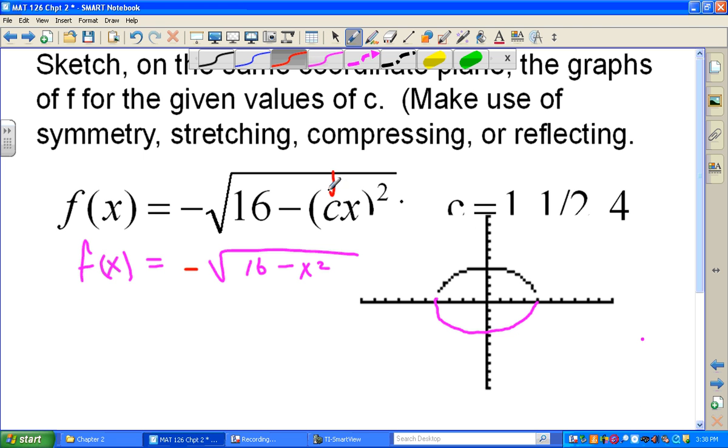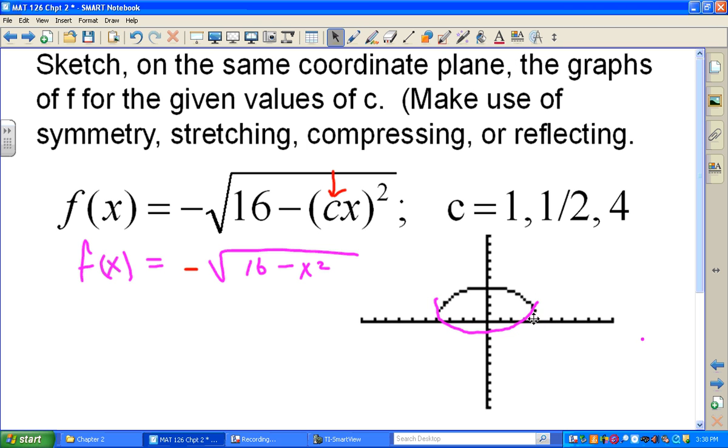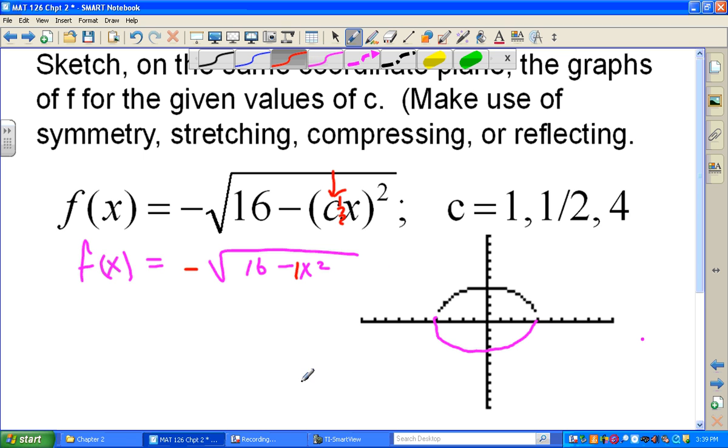What about the number in front of c? Well, I'd say that would be a scale factor, wouldn't you? It would stretch the graph, wouldn't it? I would think so. And if c is 1, well, that's not going to change. I've already got 1 in my base graph. That's not going to change. If it's 1/2, it's going to make the graph wider.